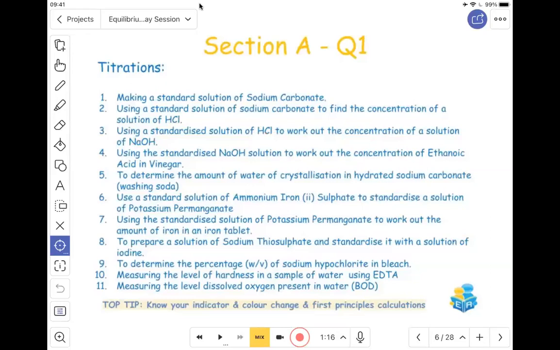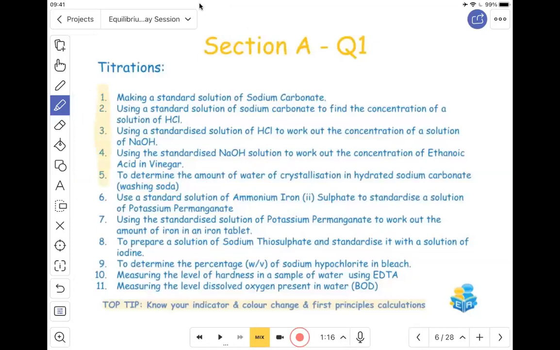Question 4 then, or titration number 4, is when we start to get into the real higher level stuff. Here you've got your ethanoic acid in vinegar, and then you have number 5 there is your water of crystallization in hydrated sodium carbonate, which is your washing soda titration. So those first 5 there are all from the acid and base chapter, in the yellow.